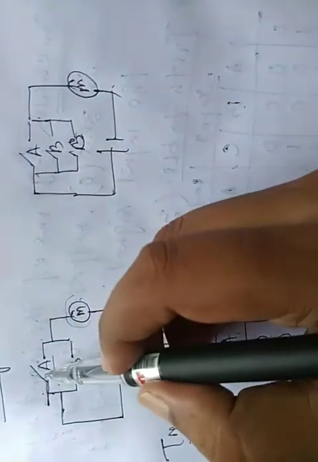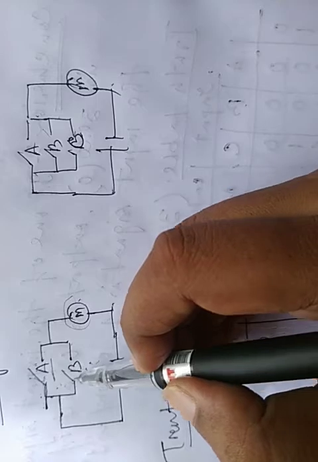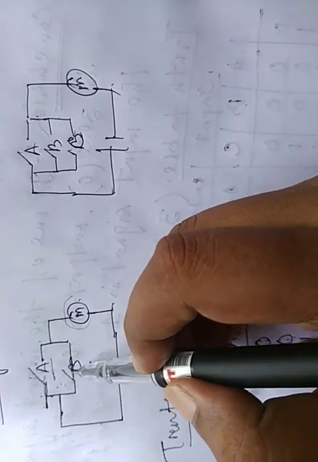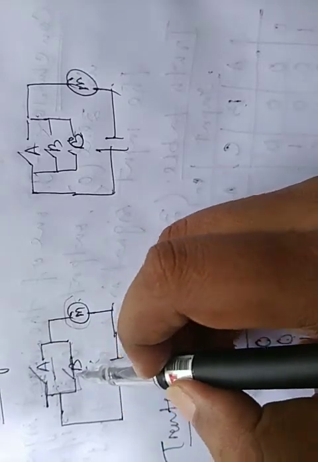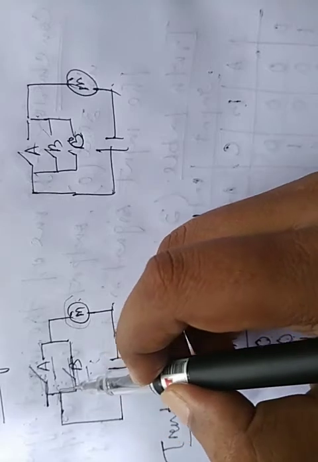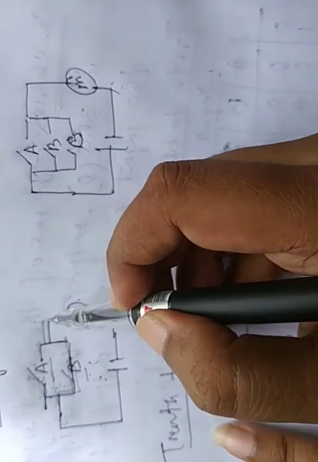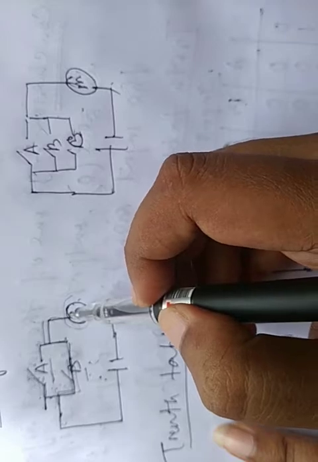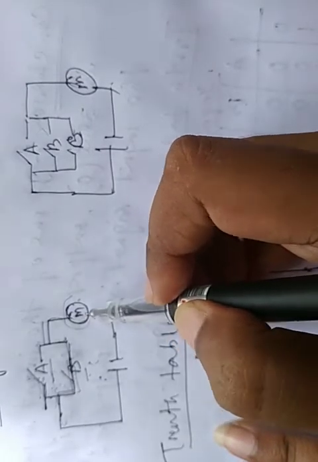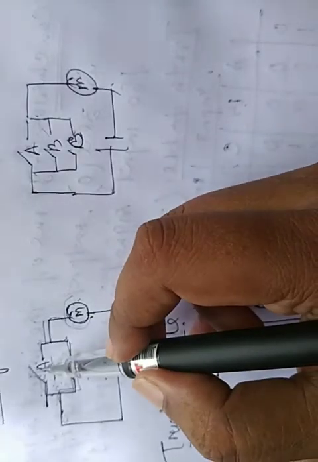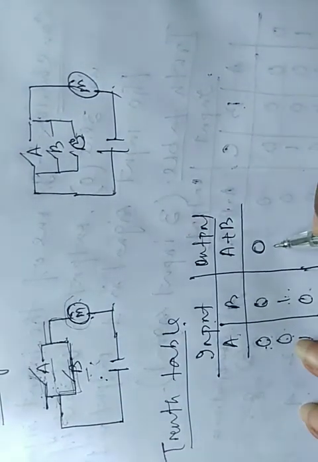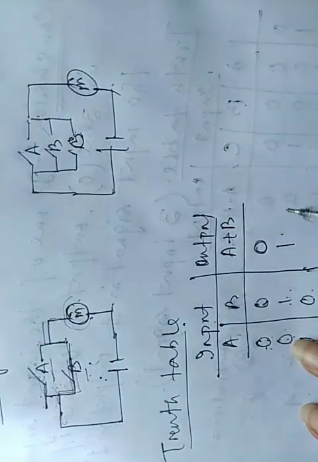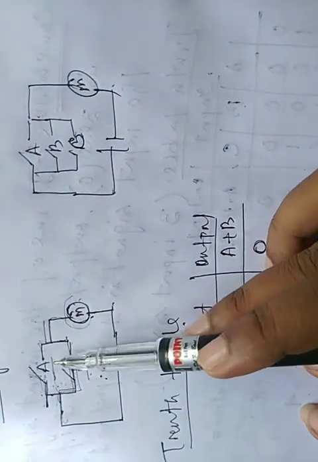0 1 means A is open and B is closed. B is closed means these lines are joined. So current cannot flow from switch A, but current can flow from switch B. So from this line, current can reach the bulb and the bulb will glow. Okay, so we get output here. If A is open and B is closed, the bulb will glow. So the output is 1. Why is the output 1? As the bulb glows if A is open and B is closed.